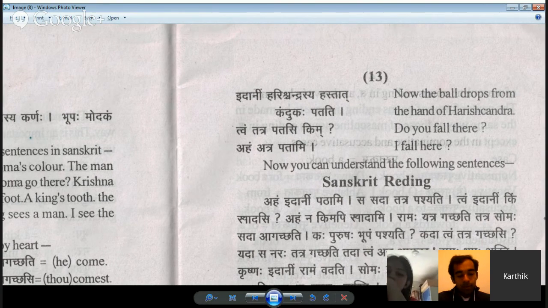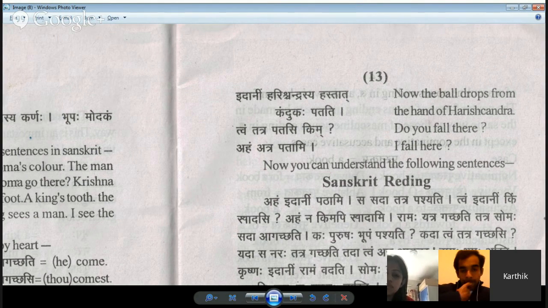Okay. Then next is Idanim Harishchandrasya hastat kandukaha patati. So again we are seeing a Panchami Vibhakti usage. Here we'll build it slowly. Kandukaha patati. The ball falls. Kandukaha kada patati? When does it fall? Kandukaha idanim patati. The ball falls now. Kandukaha kasmat patati? Where does the ball fall from? Hastat patati. Kandukaha hastat patati.